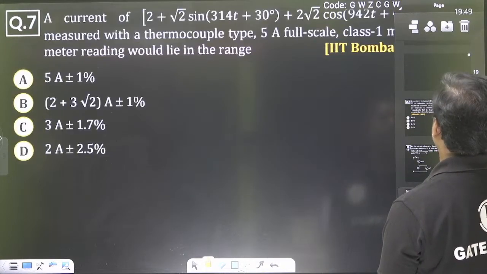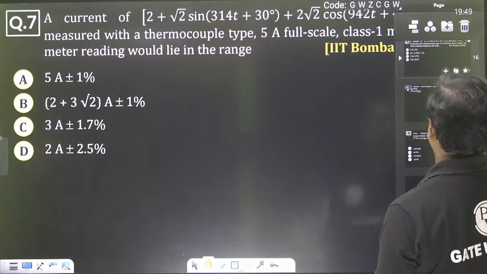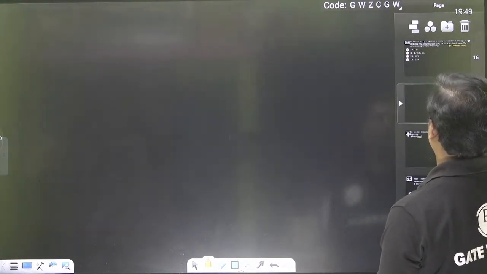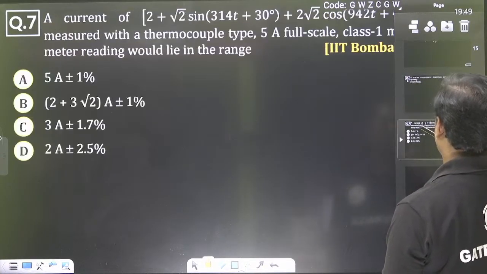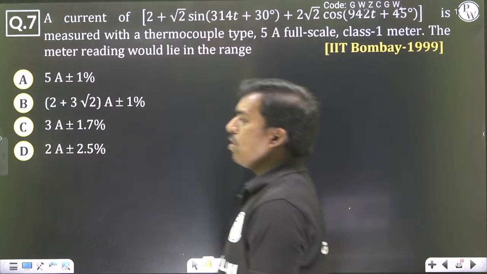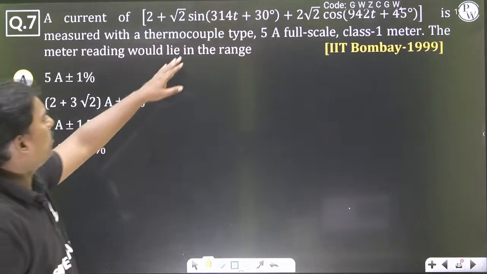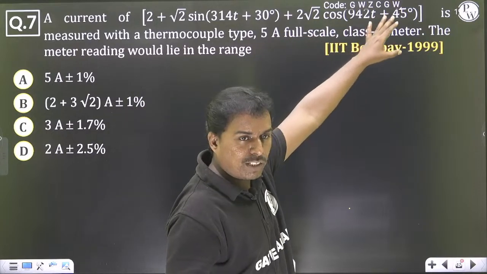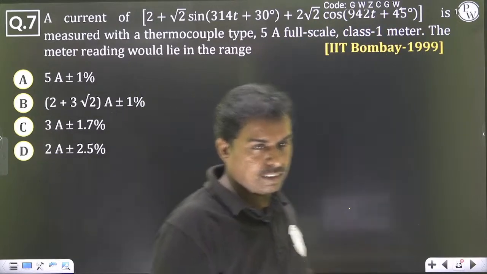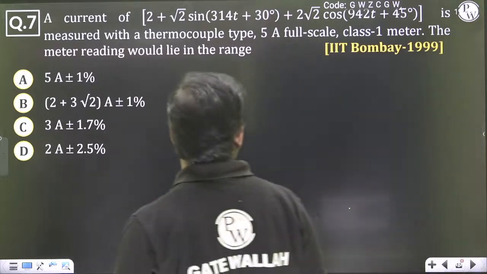If you see this question, what is the answer for this question? A current of 2 plus root 2 sine of 314t plus 30 degrees plus 2 root 2 cos 942t plus 45 degrees. So how to answer this question?